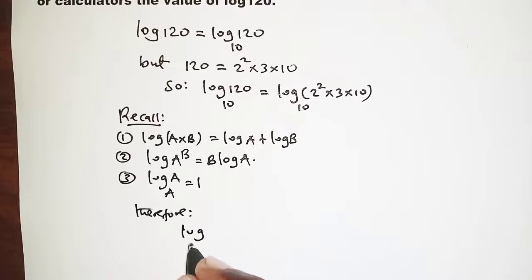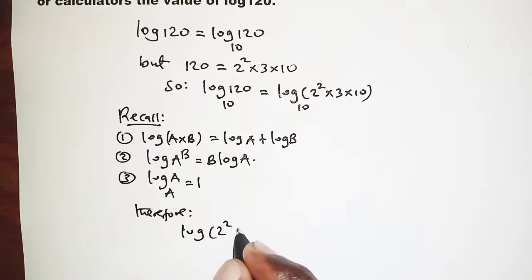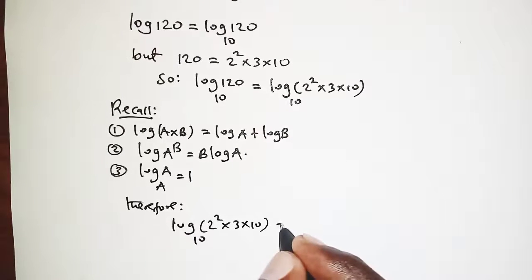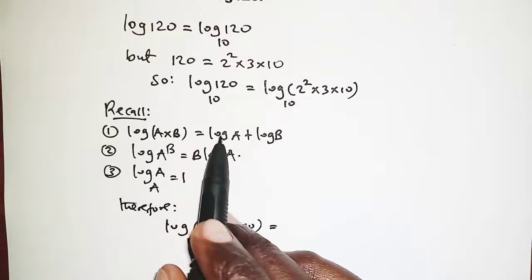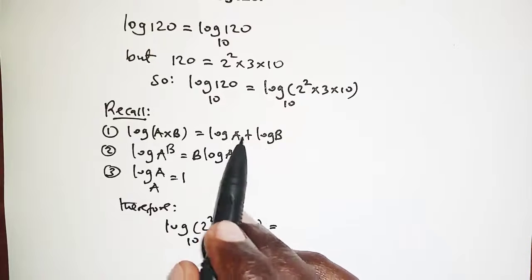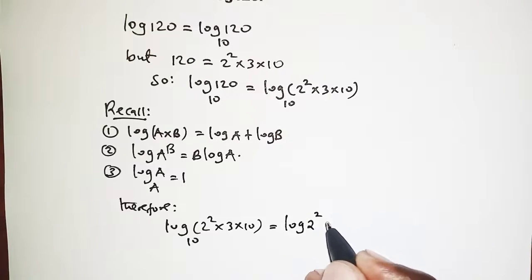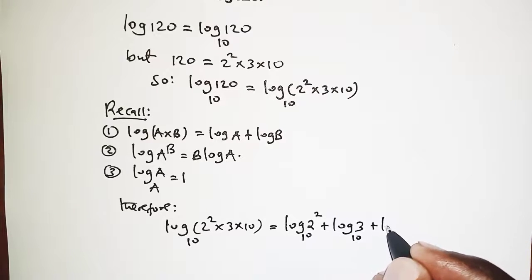Therefore, logarithm of 120, which is right here, so we write it as 2 squared times 3 times 10 to base 10, will be the same as, so because here we have multiplication, we apply the first law right here. So multiplication implies we add the logarithms. So we have logarithm of 2 to power 2 base 10 plus logarithm of 3 base 10 plus logarithm of 10 to base 10.